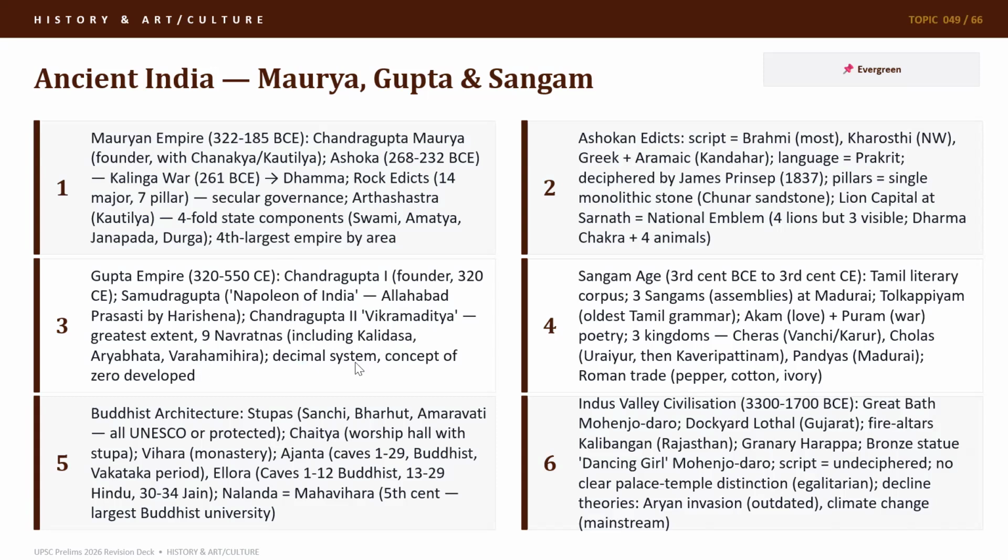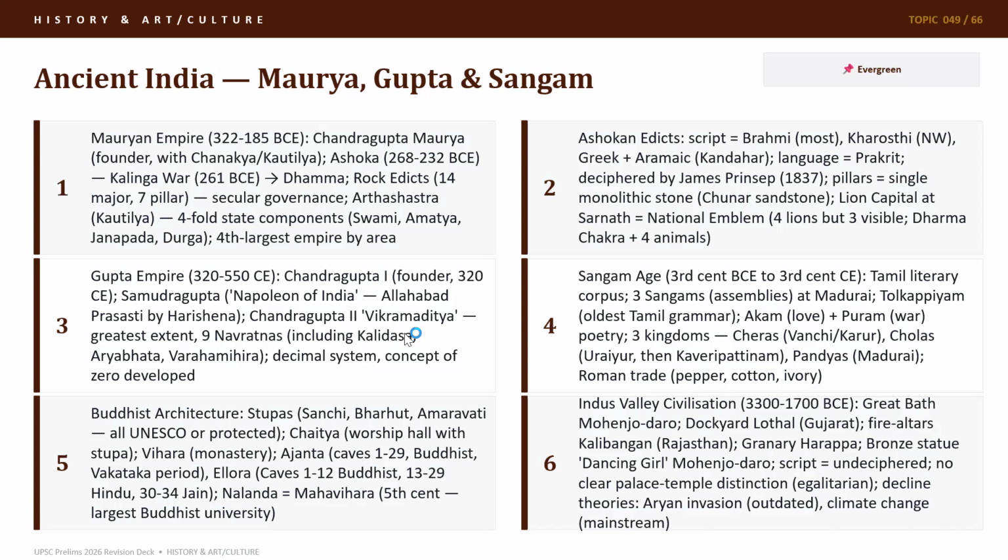Decimal system. So Gupta Empire is widely known as the golden age of India, and we made inroads not only in art, culture, sculptures, temples, but also in mathematics, astronomy. So Aryabhatta is a famous mathematician of his age. Varahamihira, astronomy.